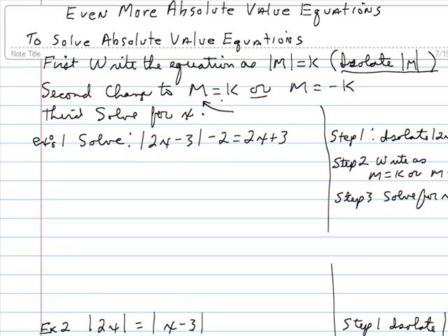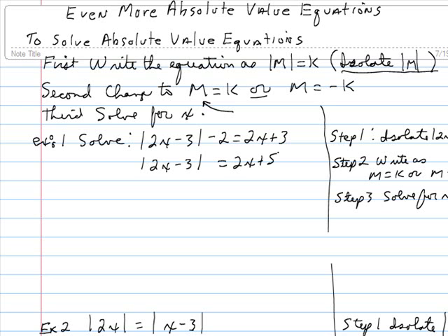You can see the equation there. Absolute value of 2x minus 3, minus 2, is equal to 2x plus 3. Step 1 is isolate that absolute value. Get it by itself. So move the 2 to the other side, and that'll leave you absolute value of 2x minus 3 is equal to 2x plus 5.